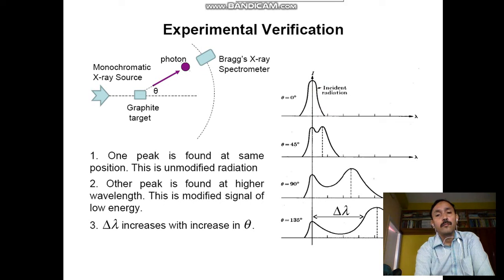When it is collided with the graphite target, when the scattering angle is 45 degree, then there are two peaks. This is the shift between these two. When it is 90 degree, the shift is from this one to this one. When 135 degree, the shift is increased. So delta lambda increases with the increase in theta.